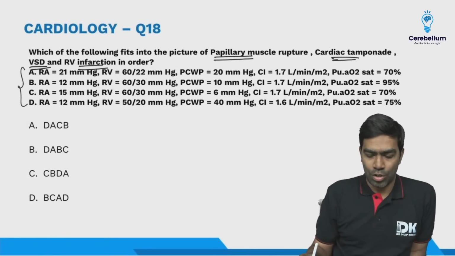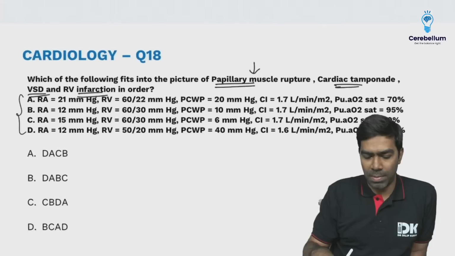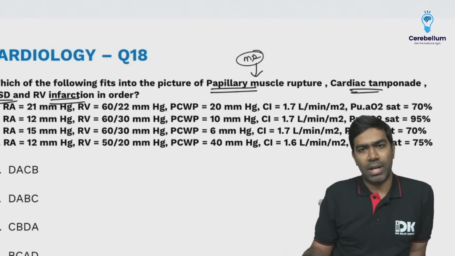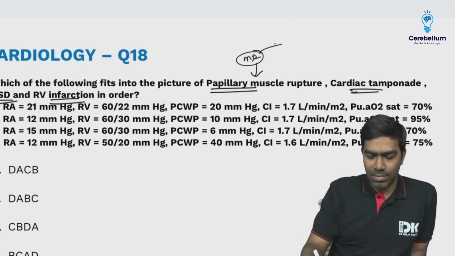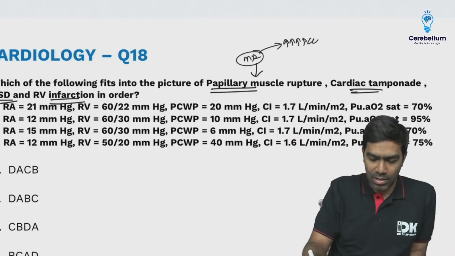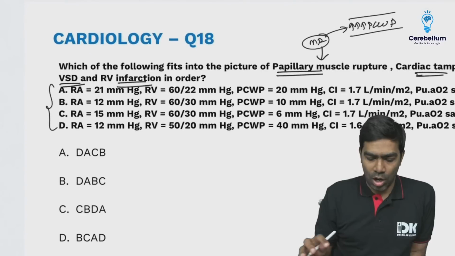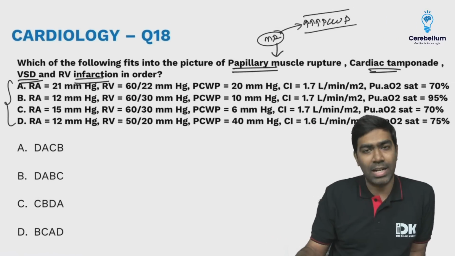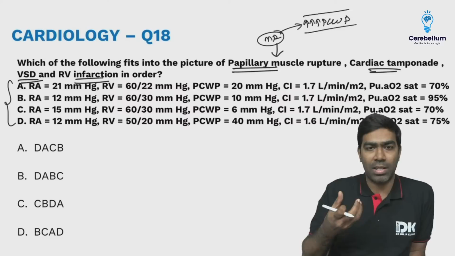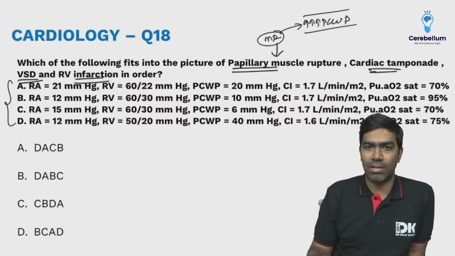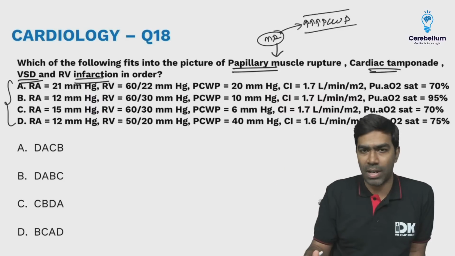So what happens in papillary muscle rupture? You're going to get acute MR, mitral regurgitation. Whenever there is mitral regurgitation, your PCWP will be very, very high. The pulmonary capillary wedge pressure will be very high. Among all these conditions, which has a very high pulmonary capillary wedge pressure? Because pulmonary capillary wedge pressure is an indirect marker of left atrial pressure. Whenever there is an MR, the jet of MR will impinge on the left atrium, and that's going to increase the left atrial pressure. That is going to indirectly cause raised pulmonary capillary wedge pressure.